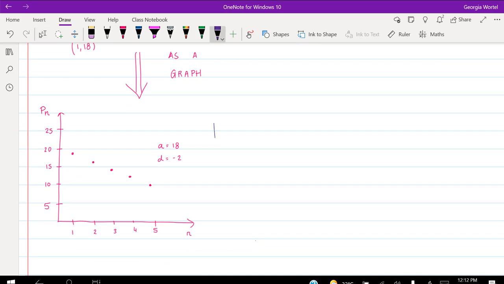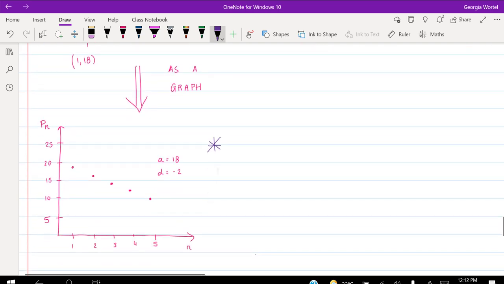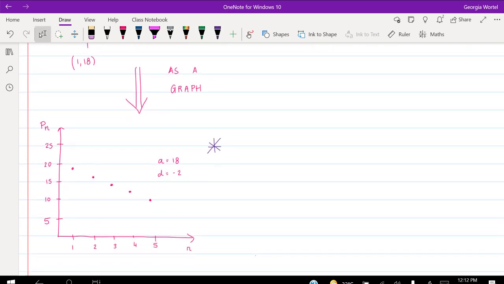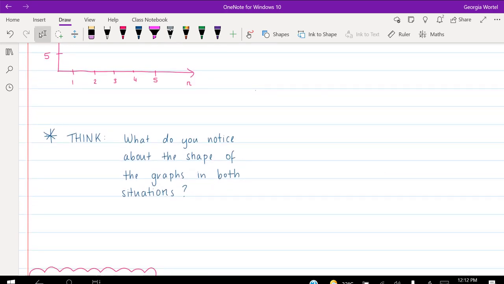This is what you should have got. So your first term, so when n is equal to 1, you've got 18, and then it goes down by 2 each time, 16, 14, 12, and 10. Again, linear, what you would expect. It's going down, so we call that one a decay. We've already been through this. What do you notice about the shape of the graphs in each situation? It's all pretty logical. The numbers are going down, you're going to see a decay. Numbers are going up, you're going to see a growth.